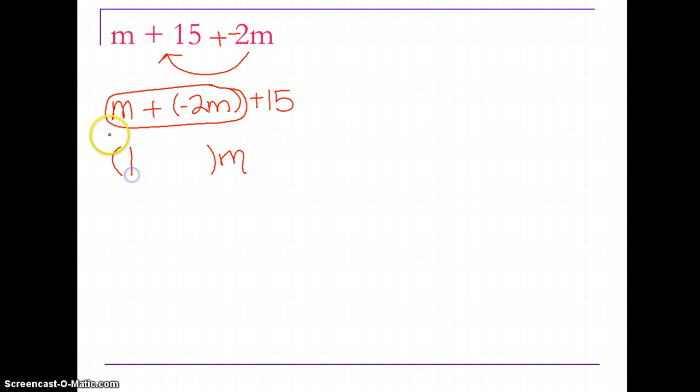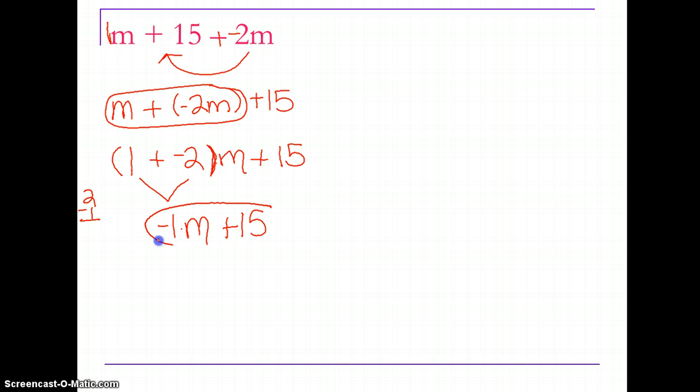Now, when I took out this m, what was left? Remember, there's an invisible 1. There's an invisible 1. So there is a 1 left, plus bring down negative 2. Also, you can bring down the plus 15 at this point. What is 1 plus negative 2? Well, subtract. You get 1. 2 was bigger. It is negative 2. Bring down times n. Remember, right next to parentheses means multiplication. Plus 15. That is your answer.